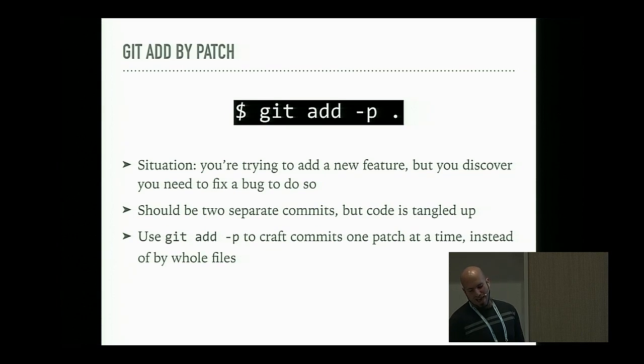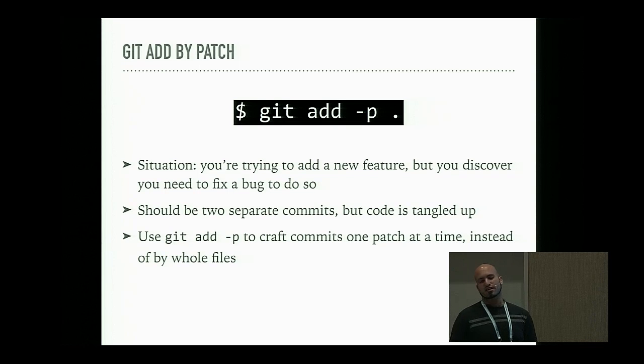Git add by patch. I like this one too. We've already talked about why it's sometimes useful to be able to add files before running git commit, if you are accidentally doing multiple different pieces of work, you need to fix a bug in order to add a feature, and so on. However, git add normally allows you to specify a file, and that's all. You can't go more granular than that.